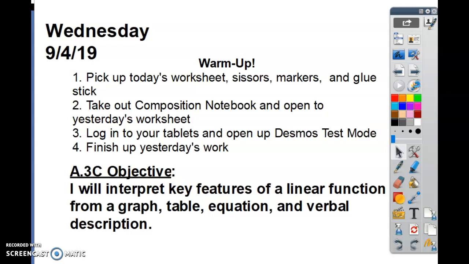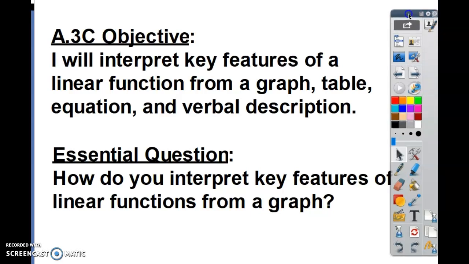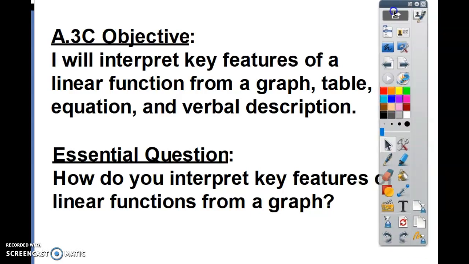Okay, today we are going to be working on A.3C, which is linear key features, but we're going to be doing real-world situations. So the objective for today is I will interpret key features of linear functions from a graph, table, equation, and verbal description. Interpret means, in your own words, what do you think is happening? And the essential question for today is how do you interpret key features of linear functions from a graph?